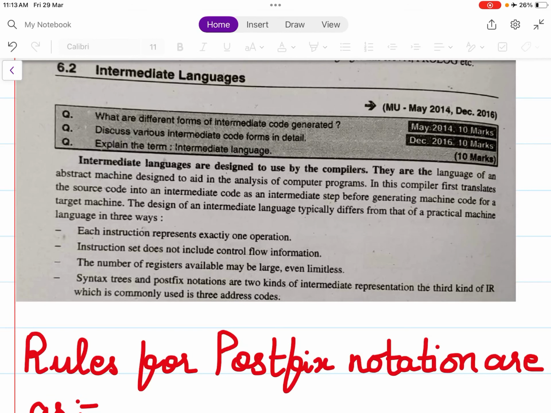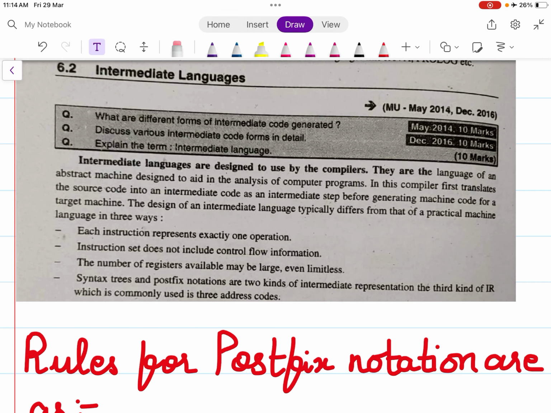Next is intermediate languages. Intermediate languages are designed to be used by compilers. They are the language of an abstract machine designed to aid in the analysis of computer programs. In this, the compiler first translates the source code into an intermediate code.